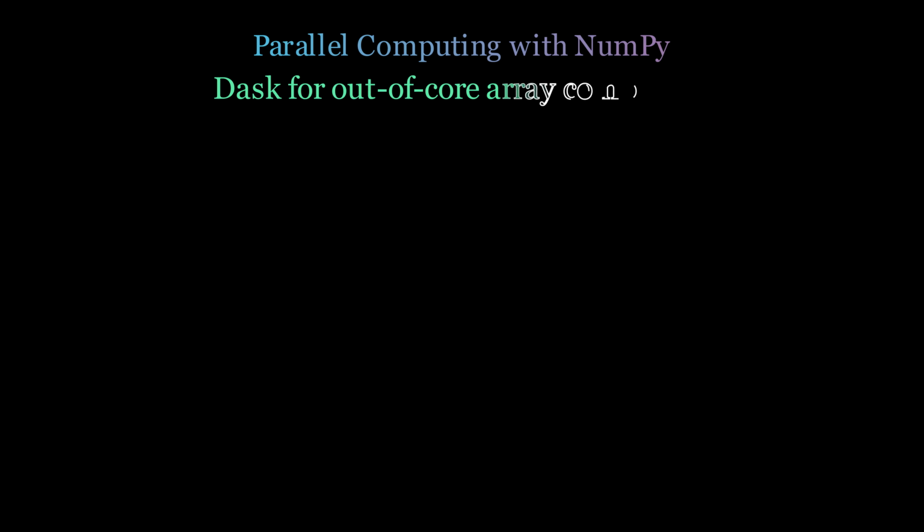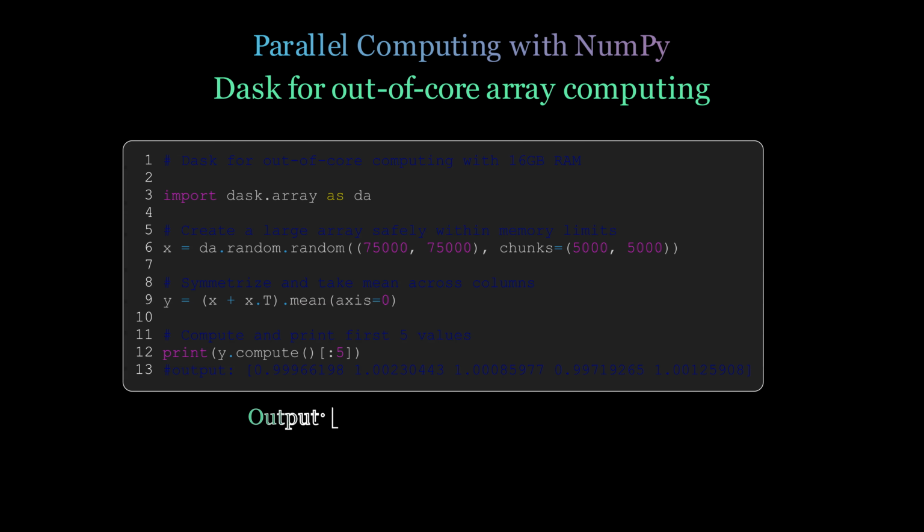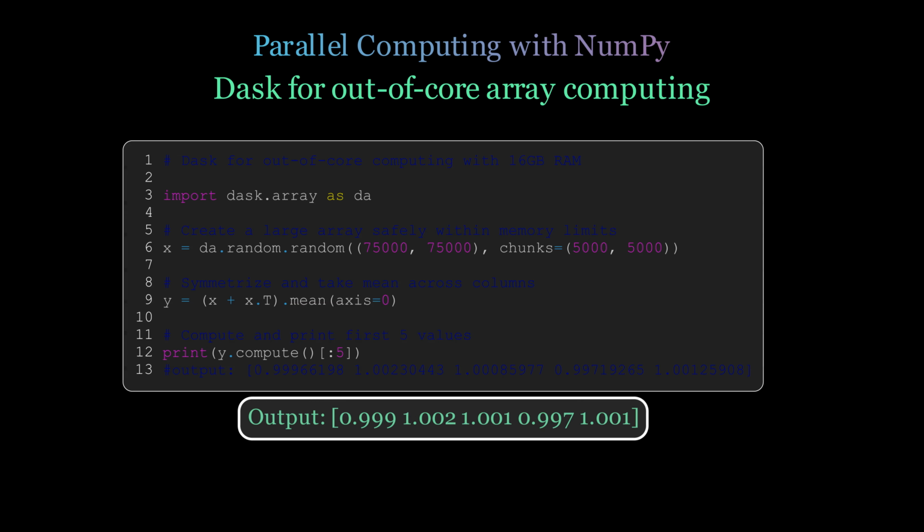Dask enables parallel computing on datasets larger than memory. We create a 75,000 by 75,000 array, 56 GB uncompressed, in chunks that fit in RAM. The computation symmetrizes the matrix and computes column means, all while carefully managing memory usage. The first 5 means demonstrate successful distributed computation.